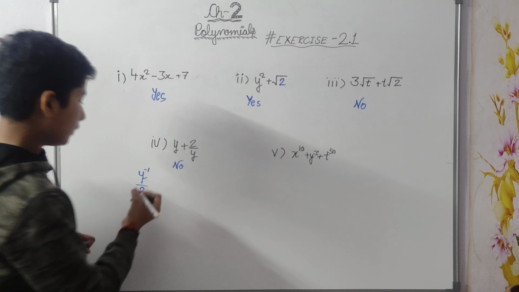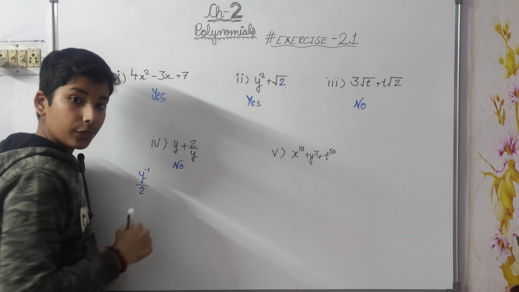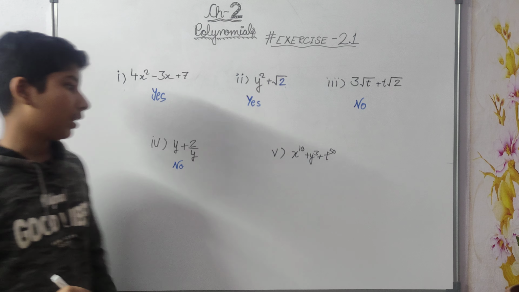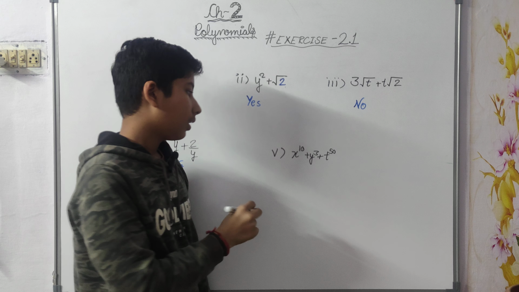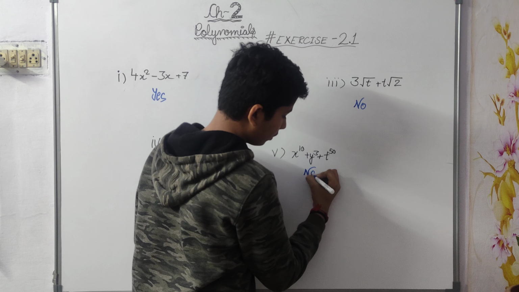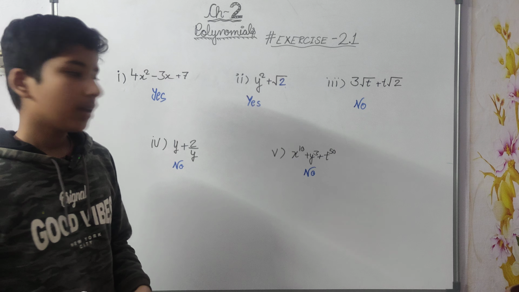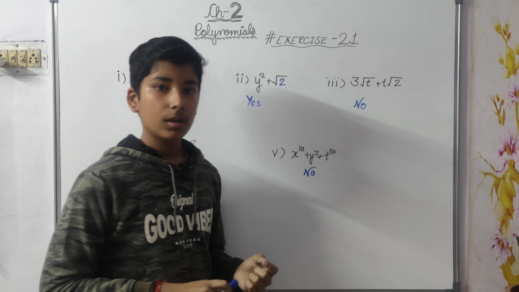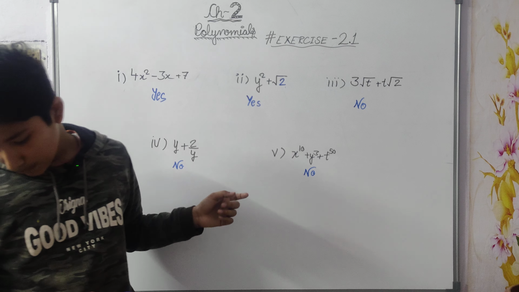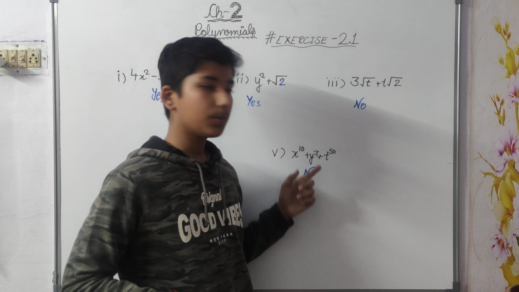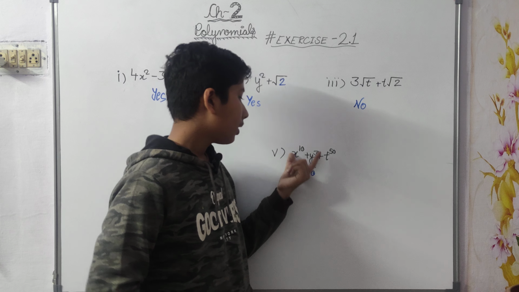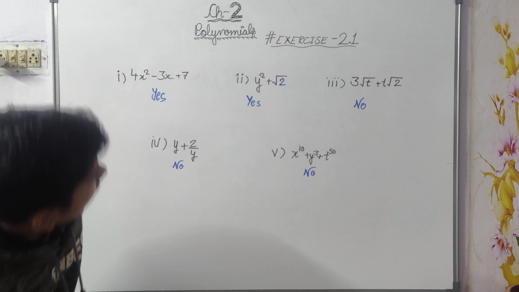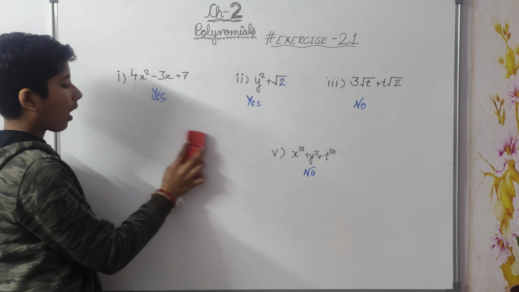And if we see this, a negative power is not allowed for a polynomial. And this, it would also be no, because this is a polynomial, but this would be in 3 variables. Why? Because there are 3 variables getting used over here. Okay, now the answer will be yes, yes, no, no, no.